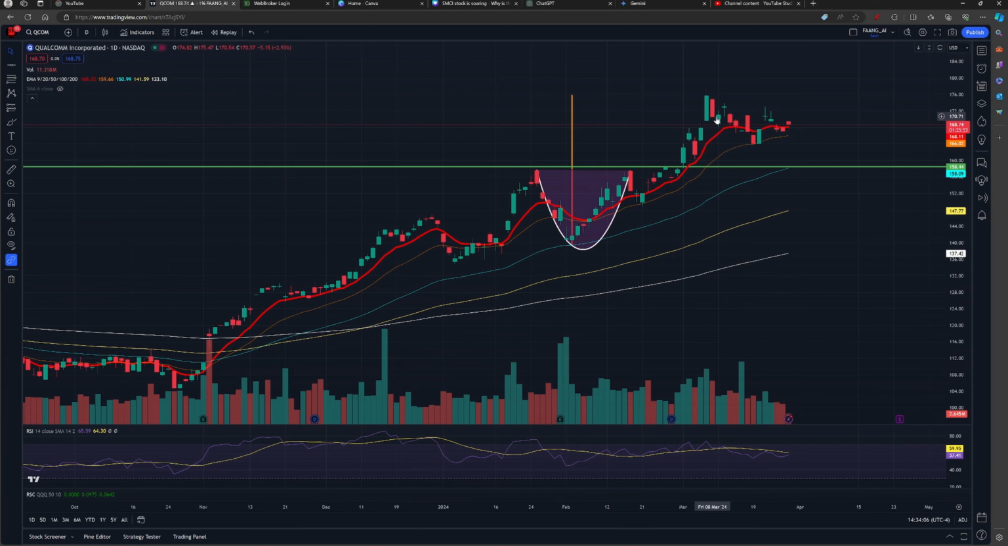And the price would be very close to the 9-day exponential moving average. It would be either just above it or just below it. And this characterizes a bullish market.